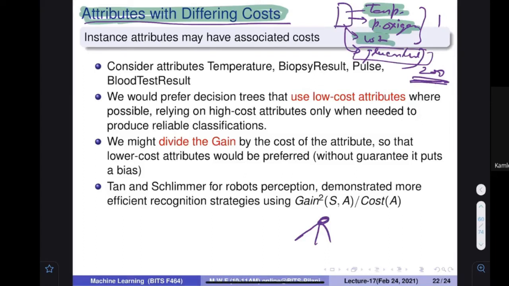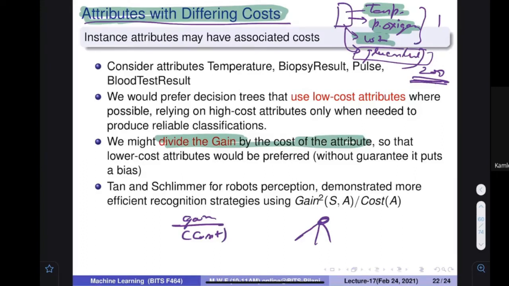So one method is this: you can divide the gain by the cost of the attribute. Whatever gain you have achieved, you divide by the cost. This was one method.